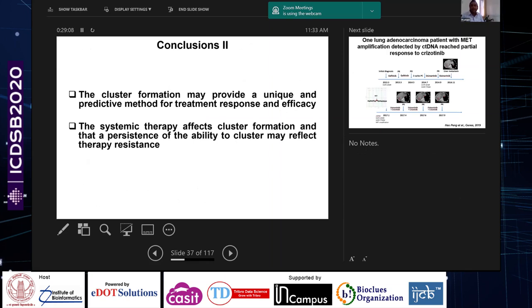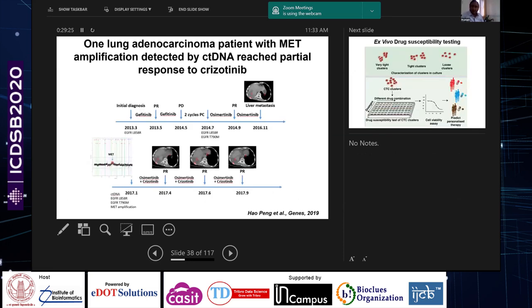So the conclusion is that the cluster formation provides a unique method to predict the treatment response. And the persistence of a cluster would definitely tell you that it reflects therapy resistance. I just took one slide on the genomic side, just to make you understand that what I have mentioned so far was based on the CTCs. But what you can do with the ctDNA, if you can isolate that DNA from the plasma and do the sequencing, is predict and find the best way of treating the patient.